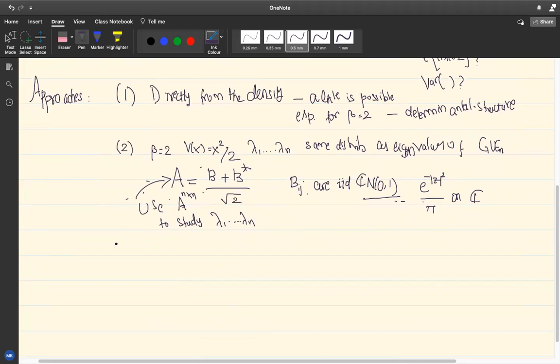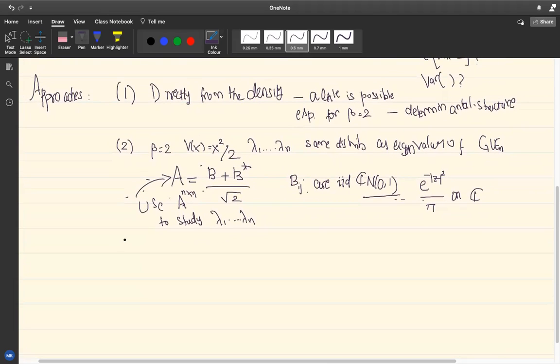But I must say that there is a third method, which is what we are going to do, which is that there is a different random matrix. So this is a random matrix A, but that random matrix is not as useful as the one that I am going to tell you about. So this is the tridiagonal random matrix that has the same eigenvalue density. This is what we are going to talk about.